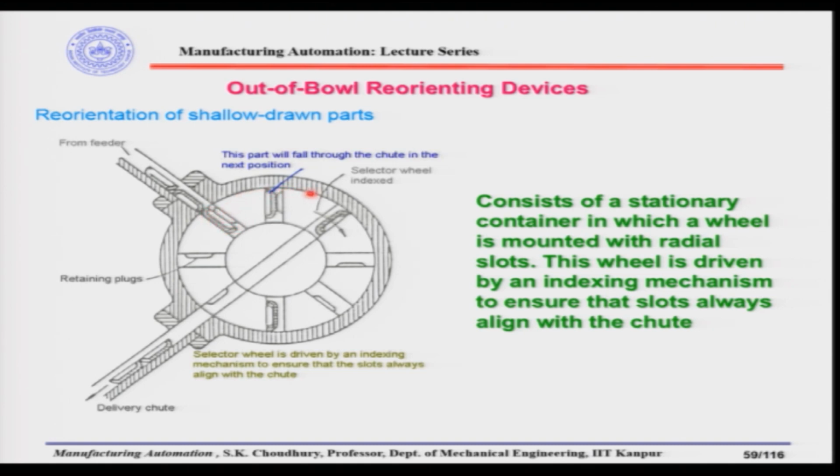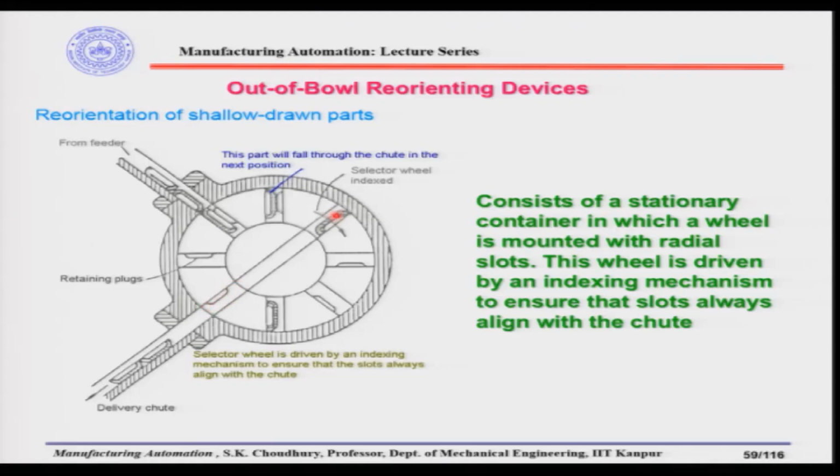Then while rotating it will go to this position, but here there is an exit, but it will not come because the part is held by the protrusion. So, it will go further, this protrusion will not be able to hold the part anymore, and the part will be stripped off, the part will go here.